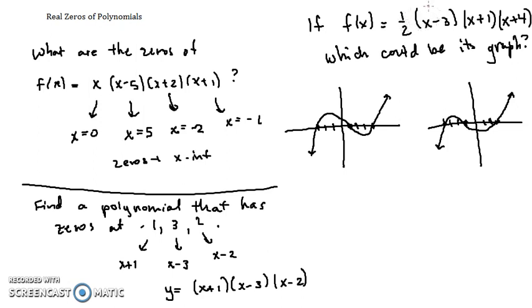From this factor, x minus 3, we get positive 3. From x plus 1, we get negative 1. And from x plus 4, we get negative 4. So we need zeros at positive 3, negative 1, negative 4. This one has zeros at negative 3, positive 1, positive 4. Could this be a match? No. This one has zeros at negative 4, negative 1, positive 3. Is this one a match? Yes. Okay, so that's the idea there between going between the function and zeros.